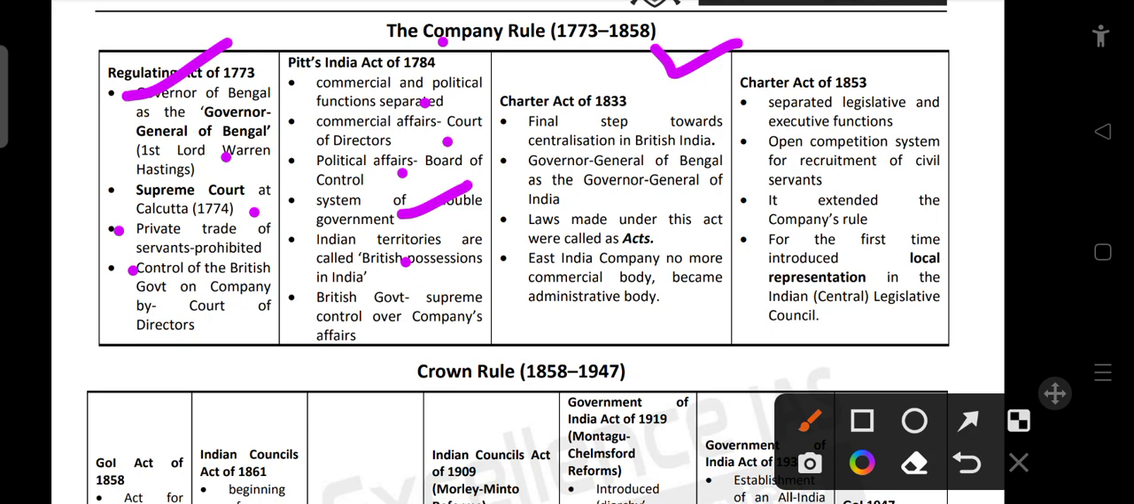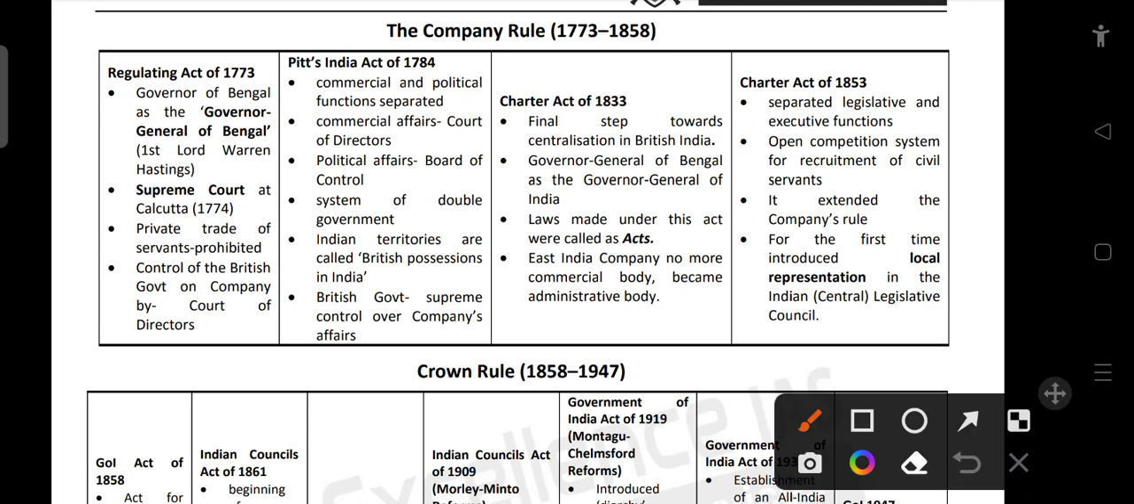Then Charter Act 1833, the final step towards centralization in British India. The Governor General of Bengal was converted into the Governor General of India. Laws made under this act were called Acts. The East India Company was no more a commercial body and became an administrative body.